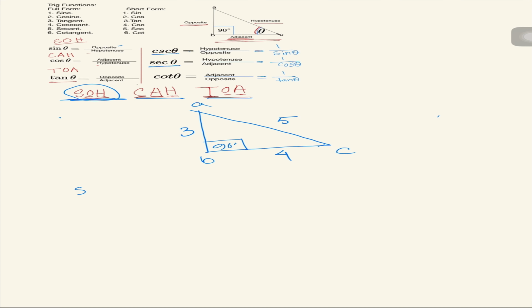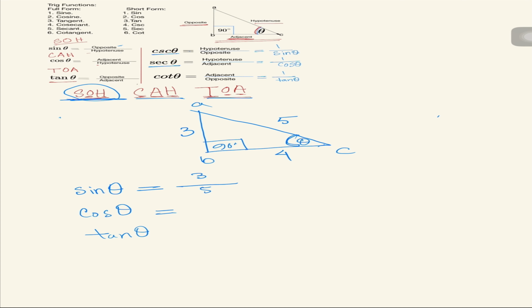So let's write down sine theta, cosine theta, then tan theta. What is sine theta? Let's say this is theta. If this is theta, then what is sine theta? We know sine theta is just opposite over hypotenuse, right? So it's going to be 3/5.